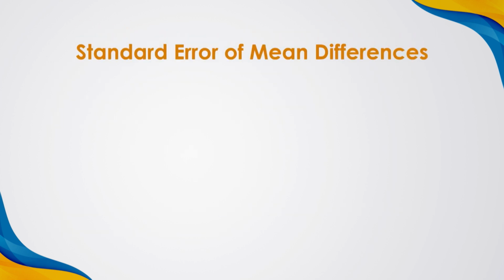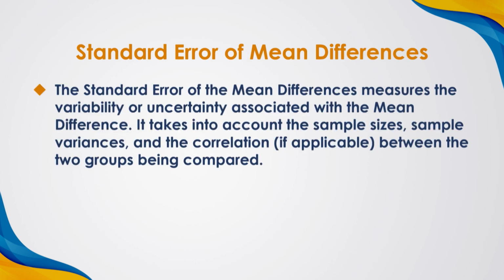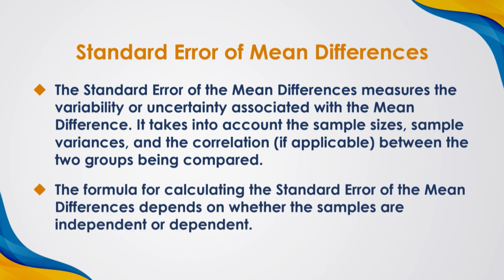We can define standard error of mean differences. The standard error of the mean differences measures the variability or uncertainty associated with the mean difference. It takes into account the sample sizes, sample variances and the correlation, if applicable, between the two groups being compared. The formula for calculating the standard error of the mean differences depends on whether the samples are independent or dependent.